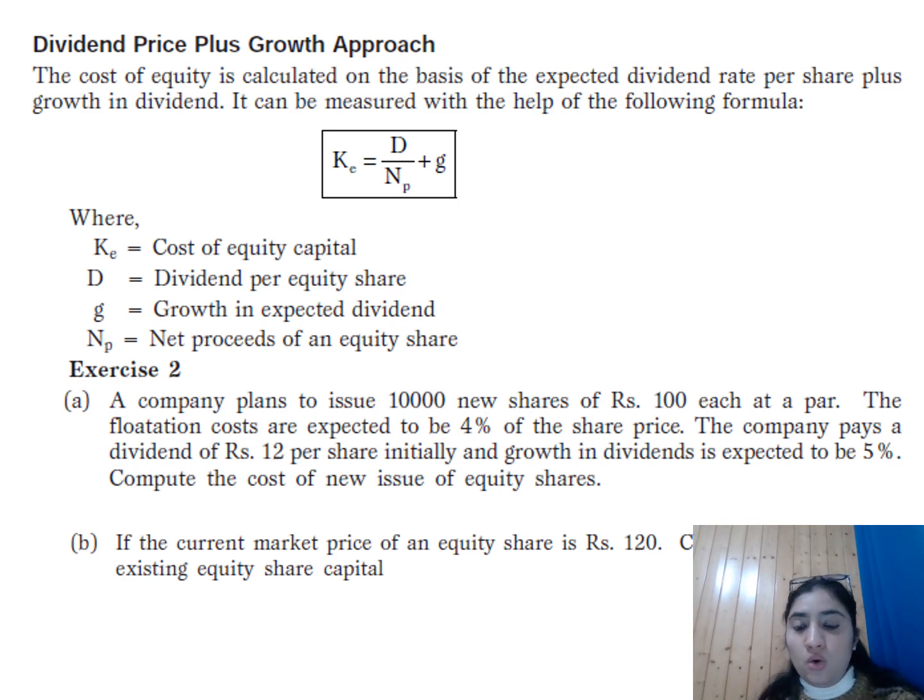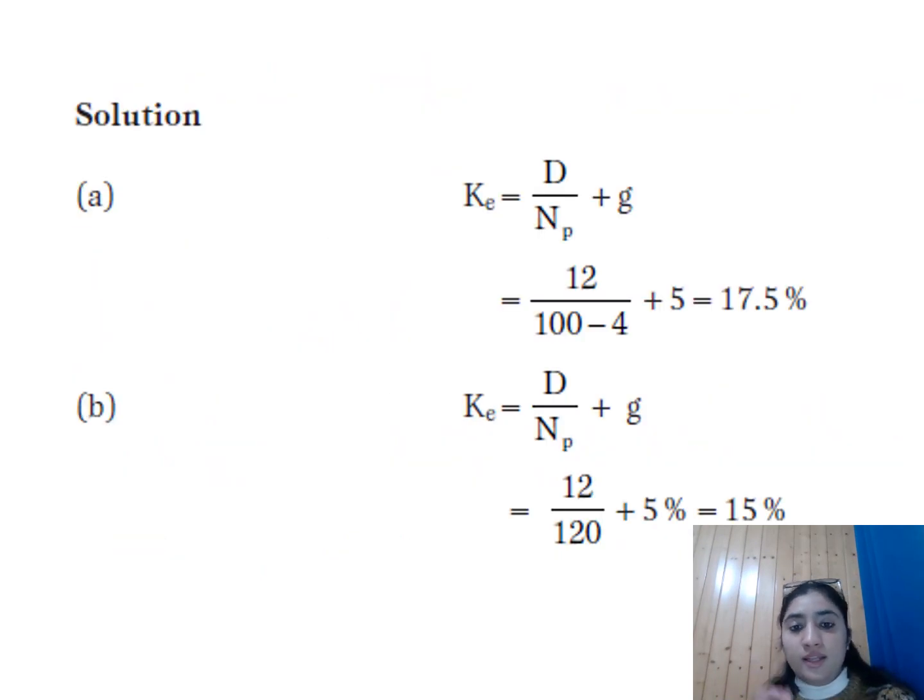The company pays a dividend of rupees 12 per share initially, so D is 12, and the growth of the dividend is expected to be 5%, so the small g is 5 here. Compute the cost of the new issue of equity shares. How can we calculate it here? You can see how the different values given in the statement are presented over here, and the cost of the new issue of each share would be this.